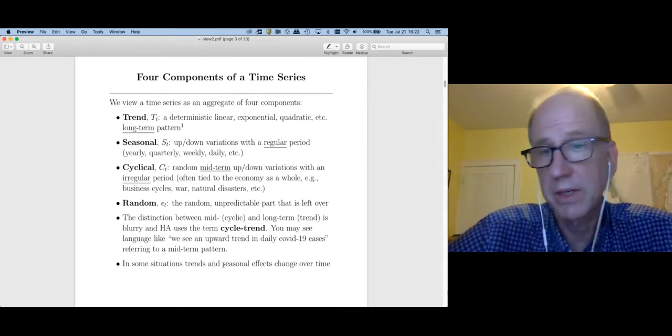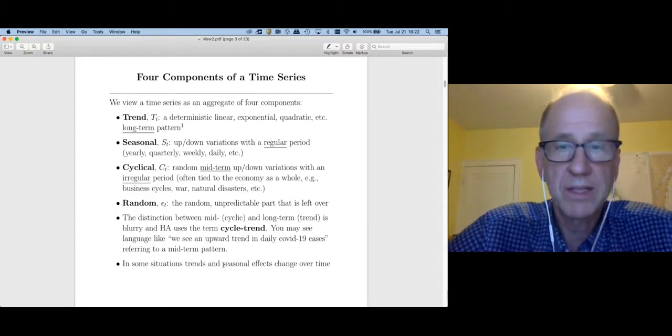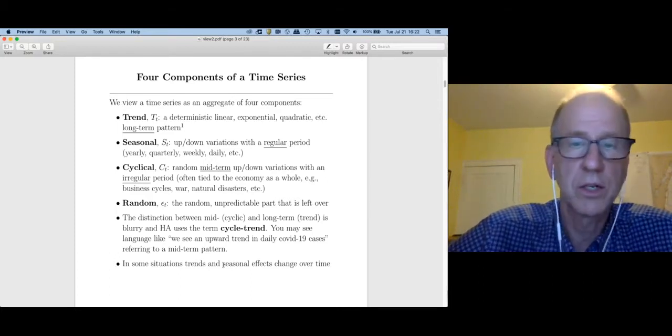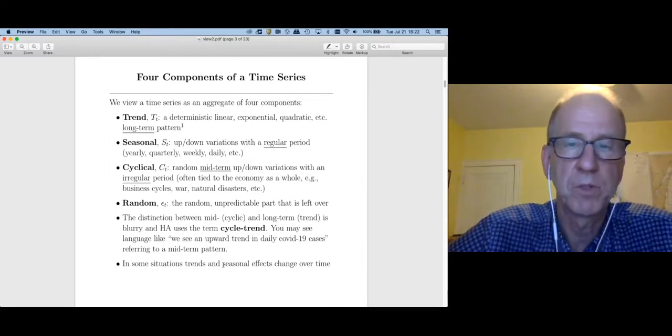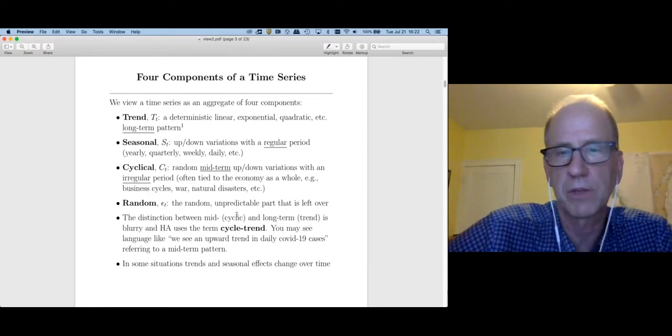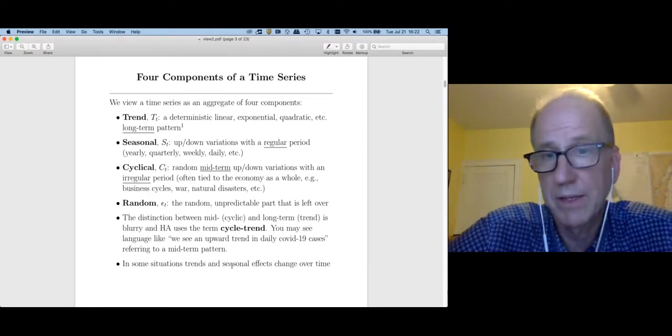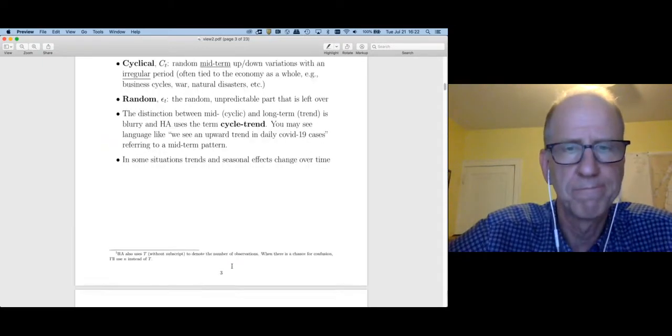In summer, we have air conditioners. We use a lot more power. In spring and fall, not so much. Well, that's gotten worse since air conditioners became very common. So prior to air conditioners, the seasonal effects were not as great on the demand for electricity. So when we build a forecasting model, we have to account for the fact that sometimes these things change.